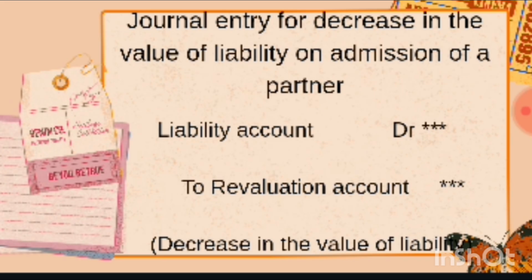Journal entry for decrease in the value of a liability on admission of a partner. If the liability of the firm decreases, then the journal entry will be liability account debit to revaluation account. So under the revaluation account, it has to be credited with liability account, decrease in the value of liability. So the narration will be decrease in the value of liability.